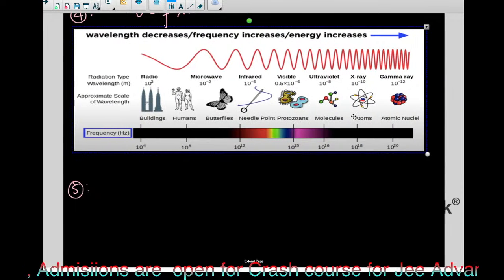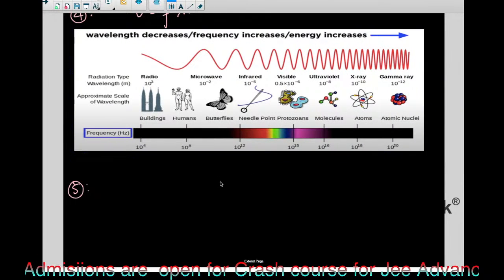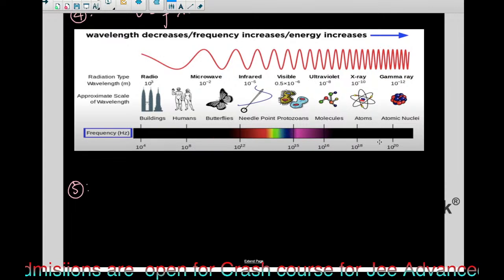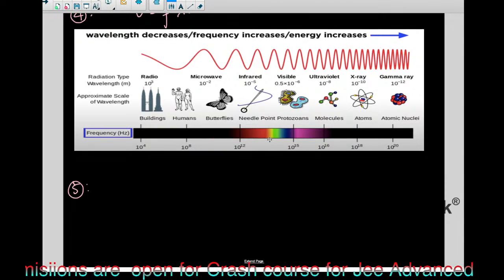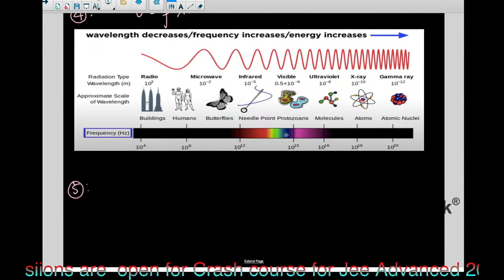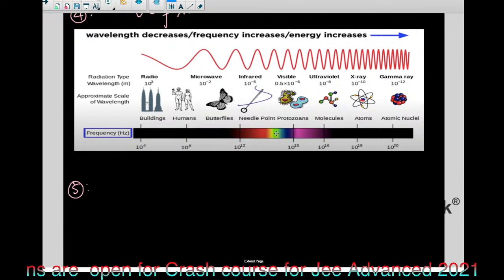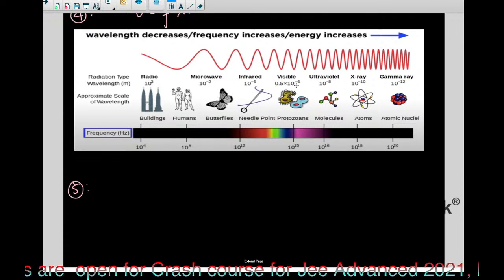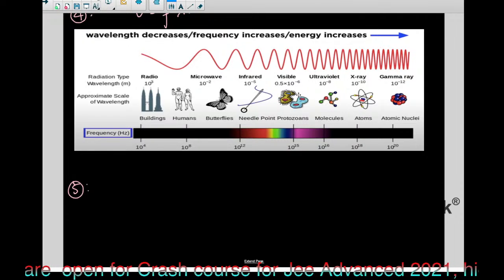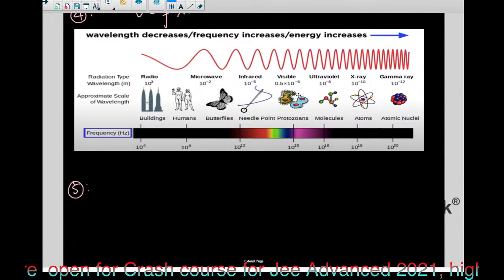So what is the pattern of lights there? You can see over here, the frequency is 10 to the power 4 to 10 to the power 20, and the visible range is over here. These colors of light that you see, this is the visible range. You can see here 0.5 into 10 to the power 6, right? This is the visible range.